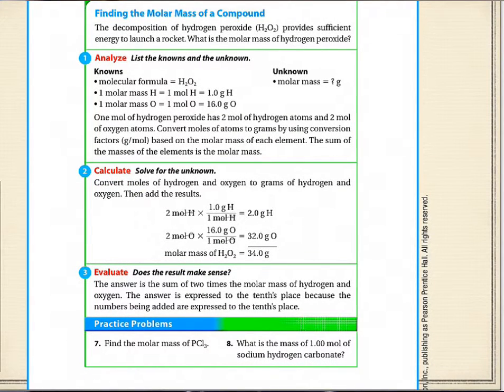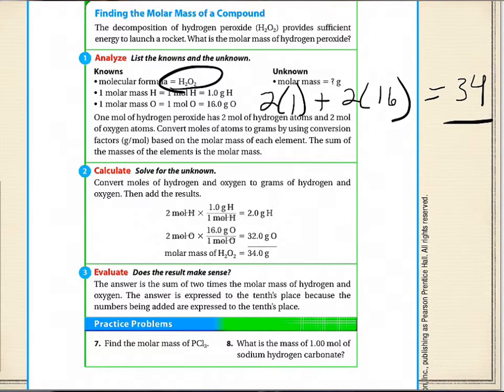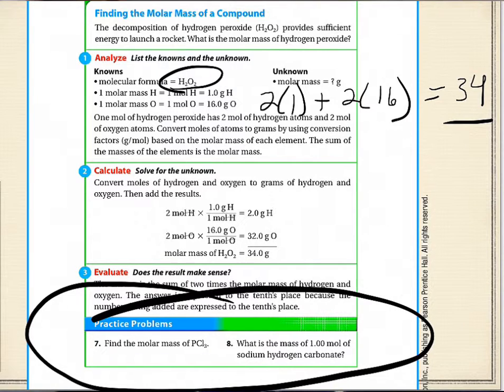All right, the decomposition of hydrogen peroxide, H2O2, provides sufficient energy to launch a rocket. What's the molar mass of hydrogen peroxide? Well, add up H's and oxygens. So 2 times 1 plus 2 times 16. 32 plus 2 is 34. All right, try these. Try those at the bottom. Stop the video. Come back when you're done.